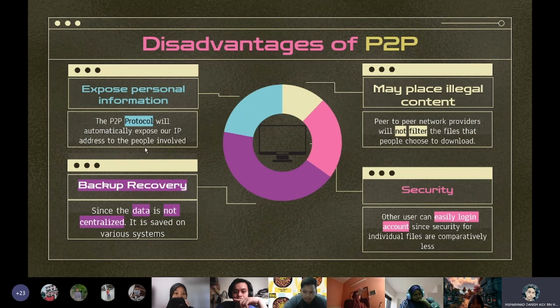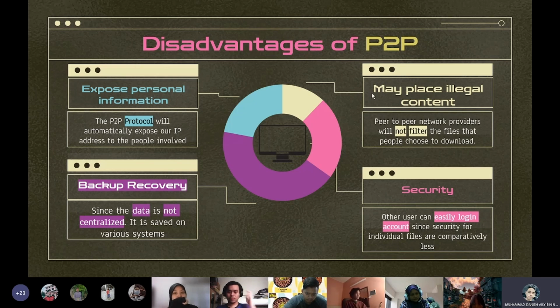Then the second disadvantage of P2P is backup and recovery. Since the data is not centralized like in a client server network, it is spread across various systems. So we need to search for it. It is a bit tougher compared to a client server network.